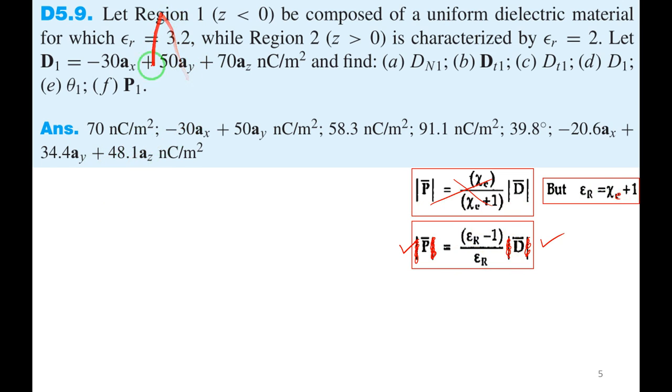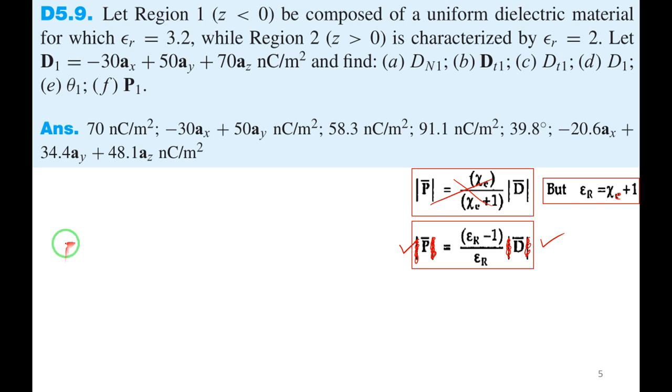We will try to solve this boundary condition problem. Let region 1, z less than 0, be composed of a uniform dielectric material for which epsilon r is 3.2. While region 2, which is z greater than 0, is characterized by epsilon r equal to 2. So region 1 has the higher permittivity.